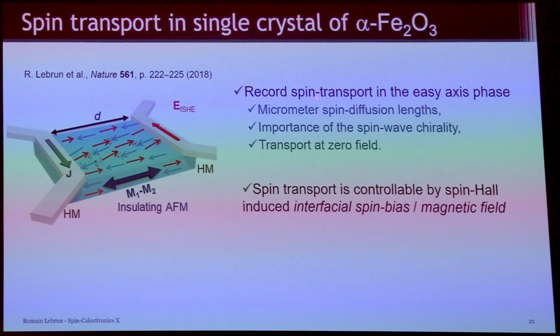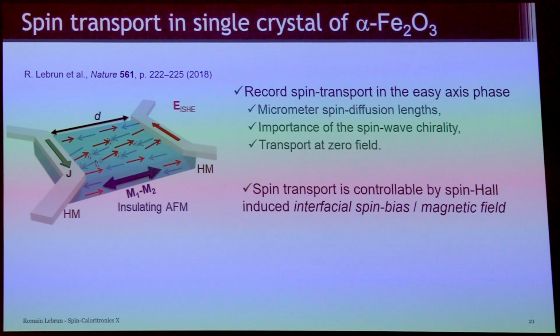So to conclude on this first part that we performed on single crystal, we can propagate diffusive magnons over tens of micrometers. We can also do it at the spin flop field, but also at zero applied field when we are in the right configuration. And it's quite important to have a system in which you have circularly polarized magnons. You want to be able to propagate spin information in an antiferromagnet. We control this propagation through interfacial spin bias and by external magnetic field.